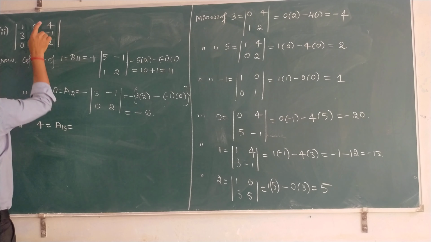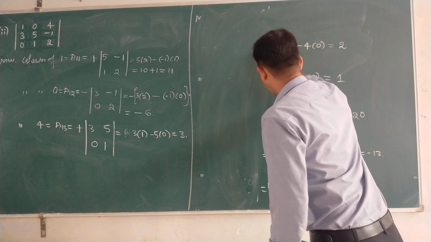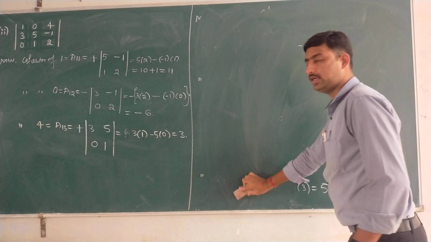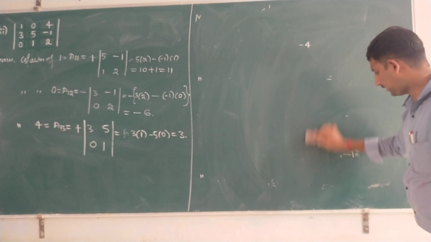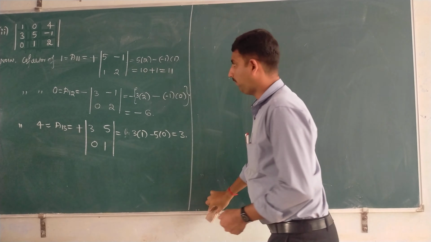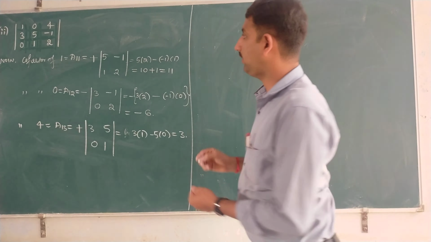After that, what? Cofactor of 3. The minor is suitable. What we have to find out? Our job is to find minors and cofactors. I will write cofactor of 3.